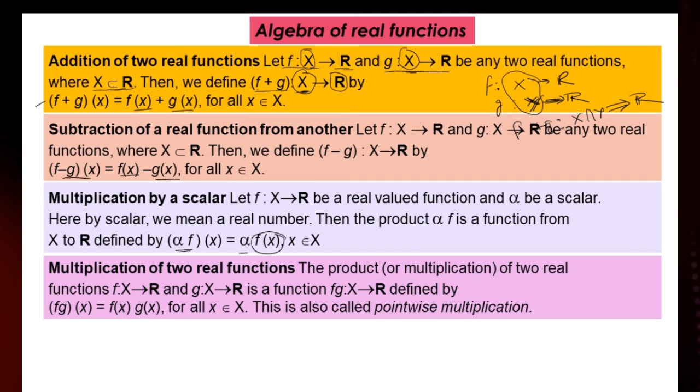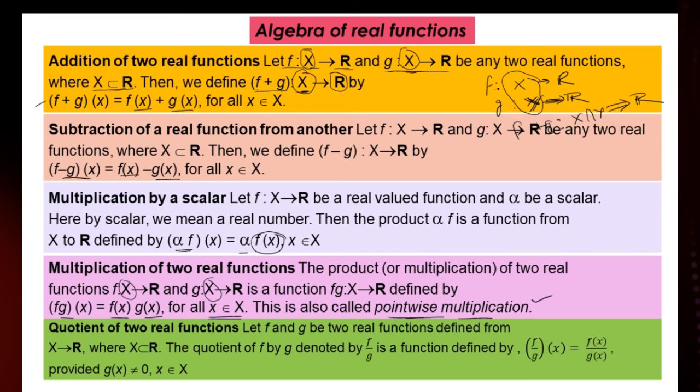Multiplication of two real functions works the same way. Multiplication will happen only when the domain is the same. If the domain is not the same, then we will take their intersection. So it becomes f(x) times g(x) for all x belonging to their domain. This is called pointwise multiplication. Multiplication of two real functions is also known as pointwise multiplication. And last is the quotient of two real functions.